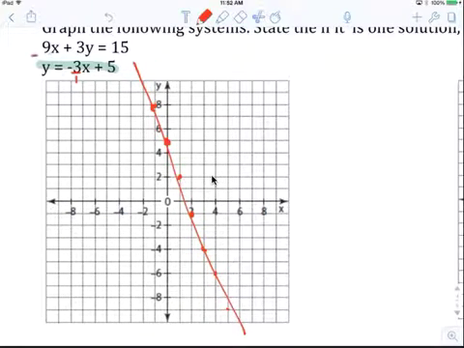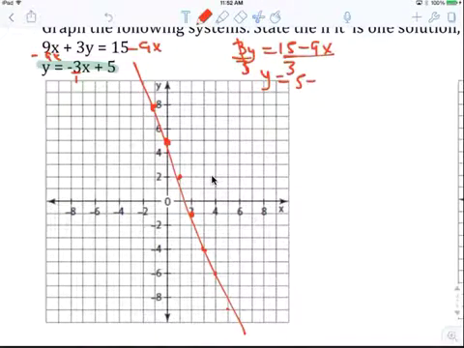You would minus 9x, minus 9x. So you have 3y equals 15 minus 9x. Divide by 3 to all of them. You have y equals 5 minus 3x. So your y-intercept is at 0, 5. Oh, and your rate of change, so your second graph is the exact same graph. So this is infinite solution.